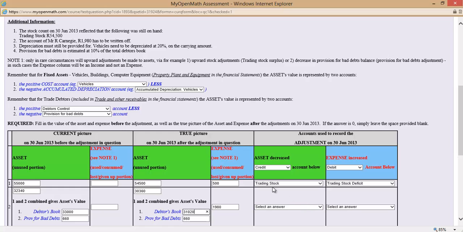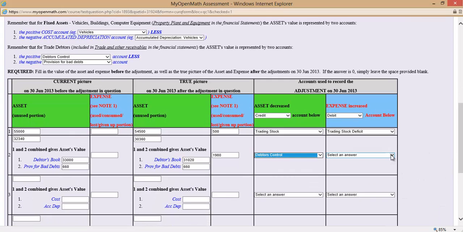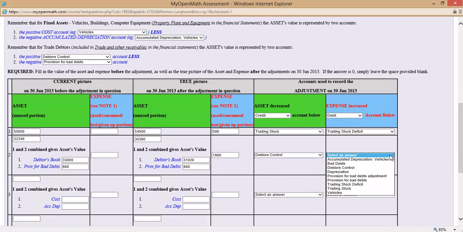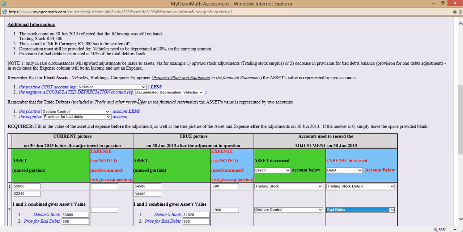Good. Now, to record the adjustment, our asset had to be decreased. So which account is going to be decreased here? Which account are we going to credit? It's going to be the debtors control account. All right. And my expense had to be increased. And because we knew for sure that this debt was bad, we're going to use the bad debts account, because the information said the amount has to be written off.